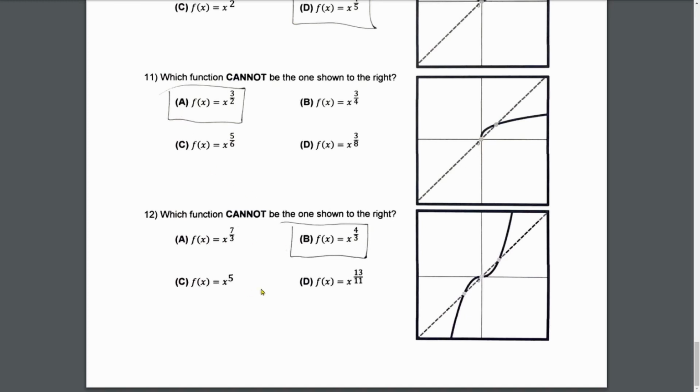Finally, we're doing the same thing here. All of these functions are odd, but this B function is even. You see a 7 in the numerator here, 5, and a 13. But for this B function, we have a 4, which would make this function even. So B would be our answer.